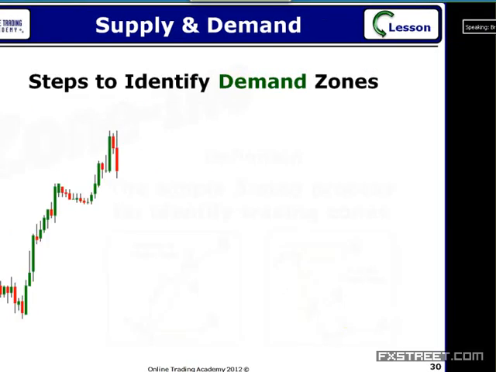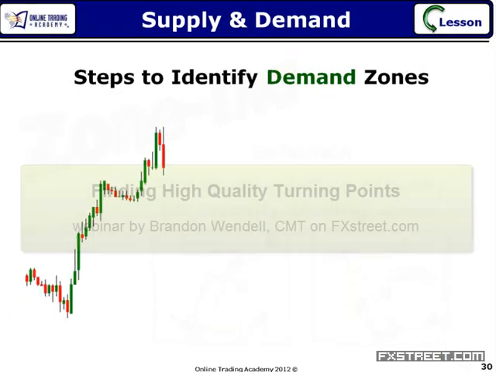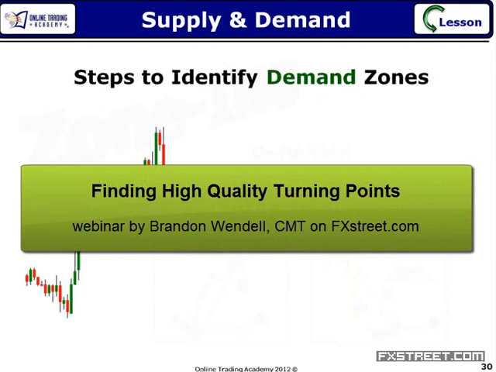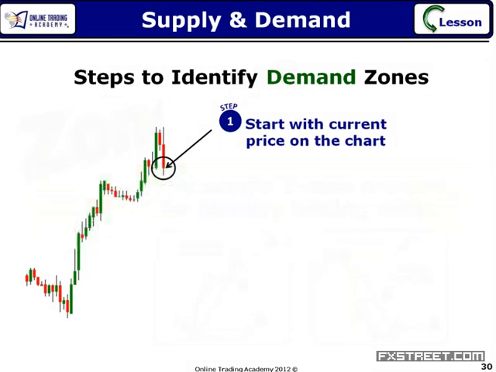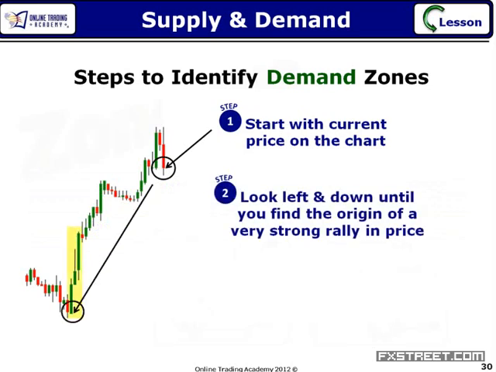In order to identify a demand zone, one of the key things we're going to be looking for: we always start off at the hard right edge. So we're going to start off at our current price on our chart. Now from that current price, we're going to look left and down until we find the origin of a strong rally in price.